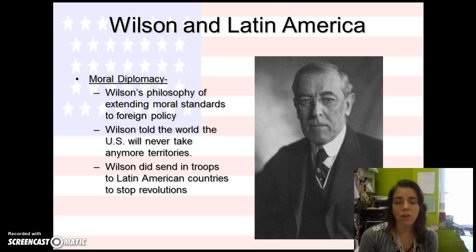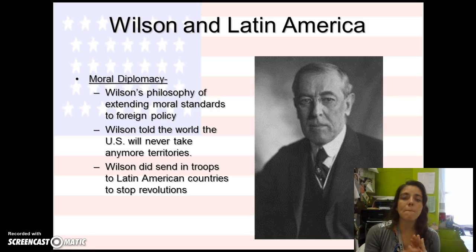So they call this moral diplomacy. So we had 3 different types. We have gunboat, we use force; dollar diplomacy, we use money; and moral diplomacy. And this is going to be a transitioning time for America, because Wilson's going to believe that we should extend moral standards to foreign policy, that the U.S. should not take over territories that already have legitimate governments set up, and that the only reason that we should send troops in is to stop revolutions.